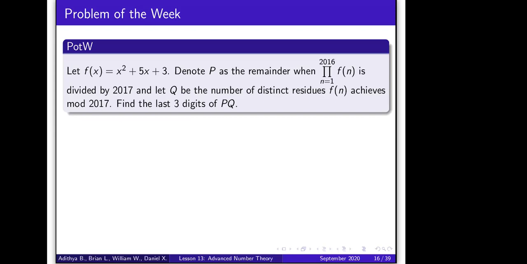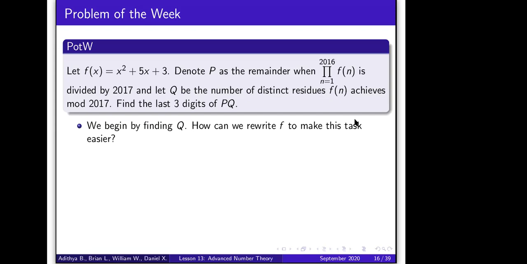Okay, so probably the first thing we want to do in this question is to find Q. Obviously P and Q are two disjoint parts of the question. So let's find Q first. And how can we rewrite the function f to make this easier?